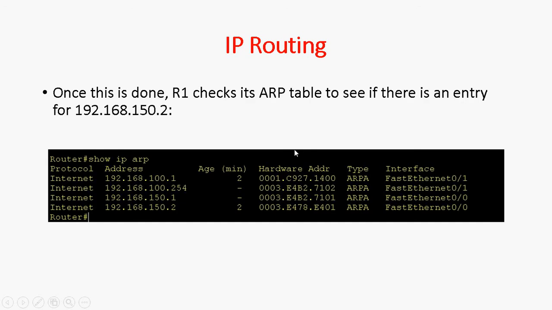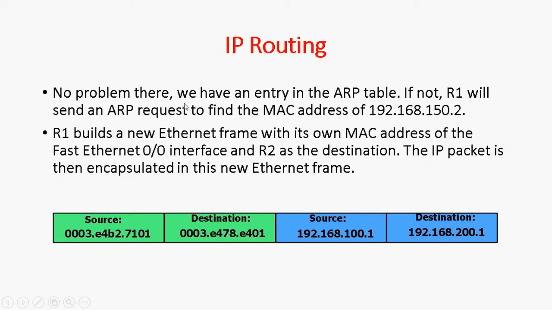Once this is done, R1 checks its ARP table to see if there is an entry for 192.168.150.2, the next hop IP. Do we have an ARP entry or not? From the R1 router ARP table we have an entry for 192.168.150.2, and this is the MAC address of the next hop. No problem there. Whenever we don't have an entry, it will learn the next hop MAC address through an ARP packet. So R1 will send an ARP request to find the MAC address of 192.168.150.2.